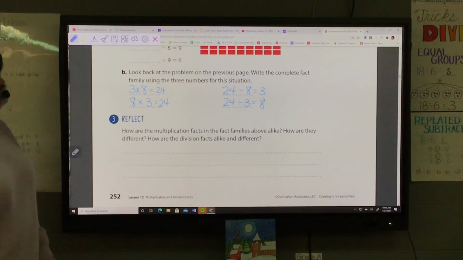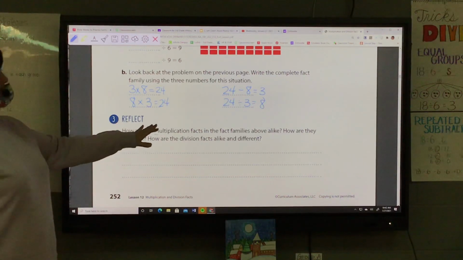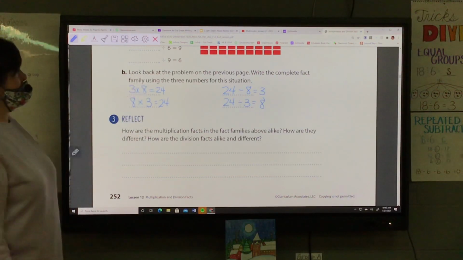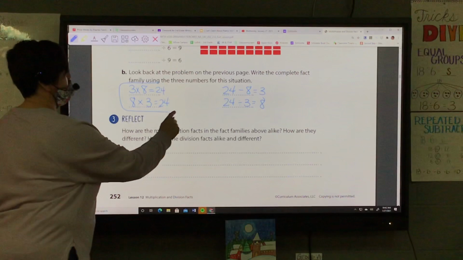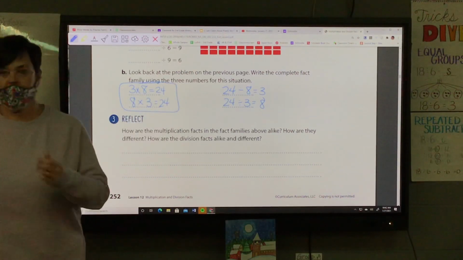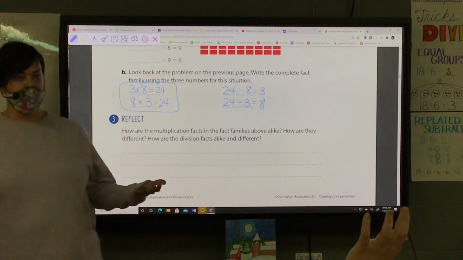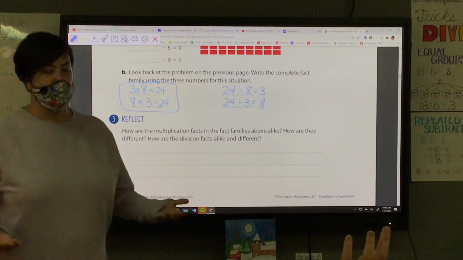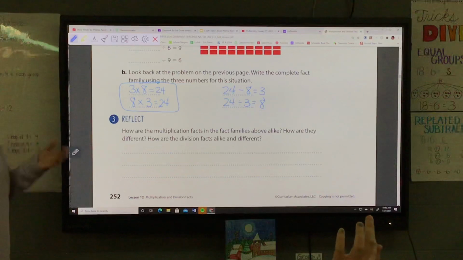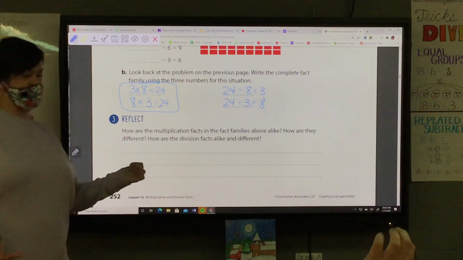So, look at the reflect. How are the multiplication facts in the fact family above alike? How are these alike? Alike means what? The same. How are they the same? Write down how they're the same.